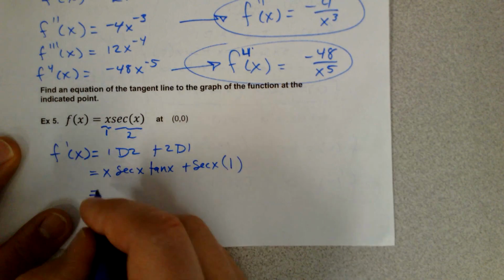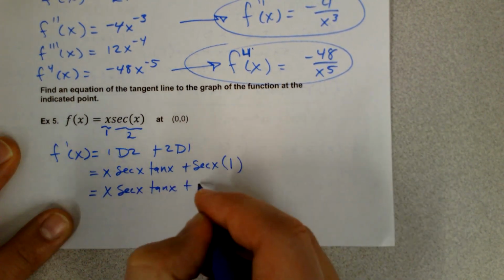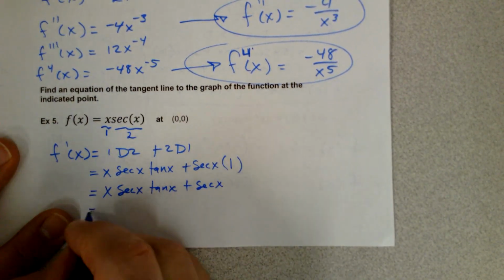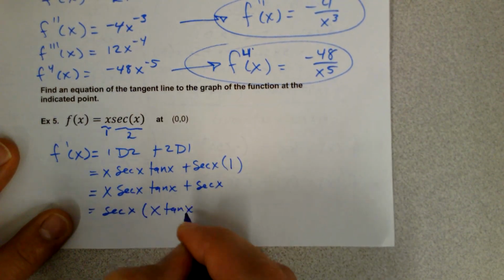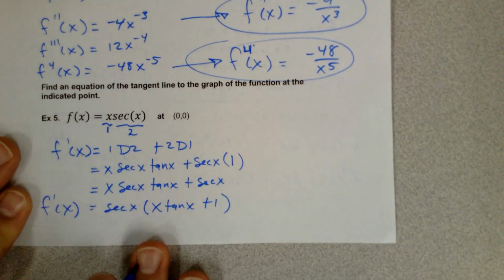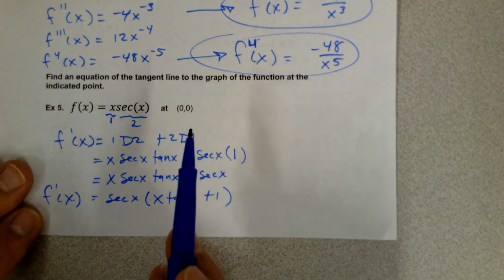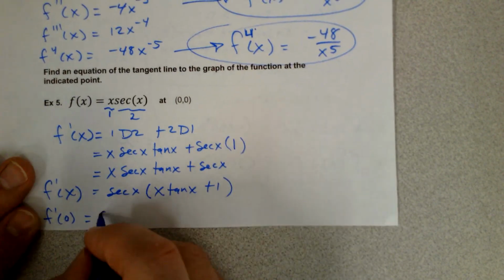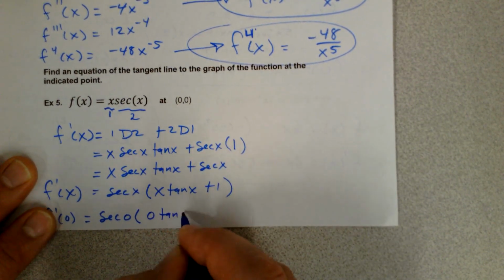So I can simplify that a little bit. I get x secant of x tangent of x, plus secant of x. And now to make it a little nicer, I could factor out a secant of x. And that leaves me with x tangent of x, and then plus 1. I factor that out. Okay. Well, if I'm looking for the tangent line, I've got to find the slope at 0. So I'll go ahead and plug in 0 here. And we've got to figure out what the secant of 0 is, and then 0 times the tangent of 0 plus 1.